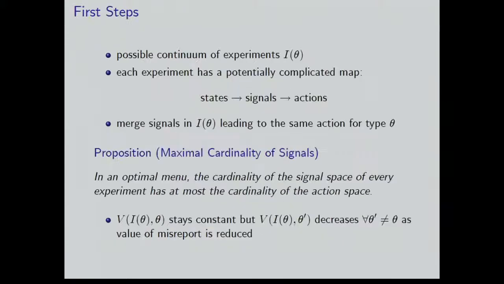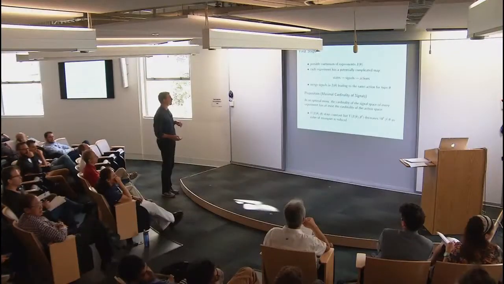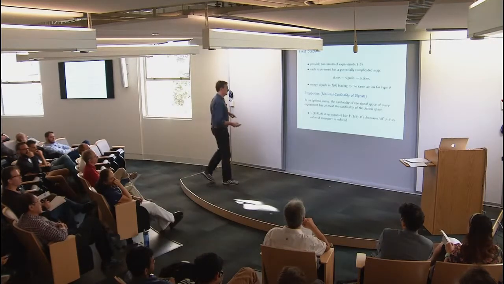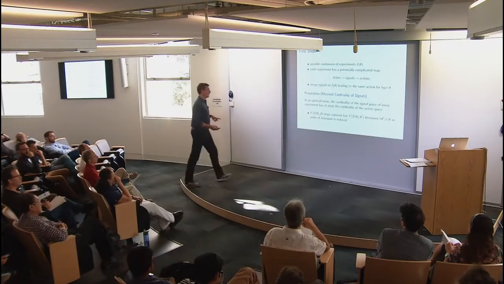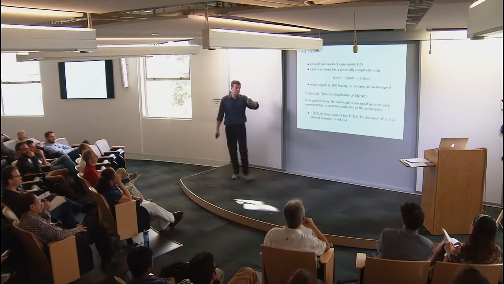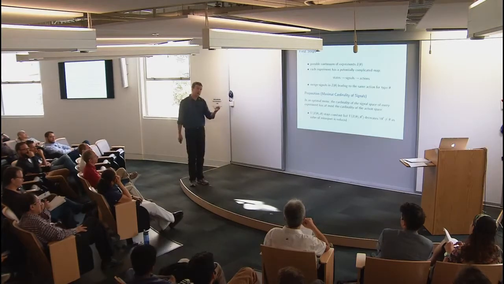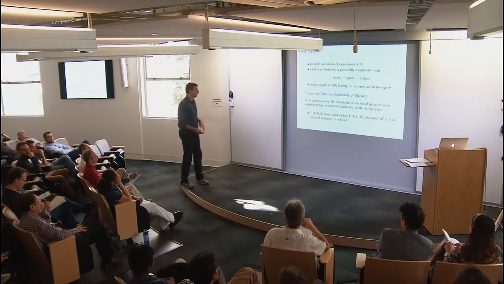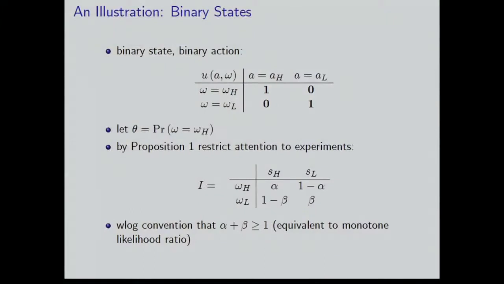Right. Yeah? So I'm a little surprised because you'd need to make an action recommendation for every different type of the... Yes. Right. Why is it the cardinality of actions rather than actions cross types? Remember, I'm talking here of every experiment, right? Right. So every type is going to choose just one experiment, and for that experiment. Yeah.